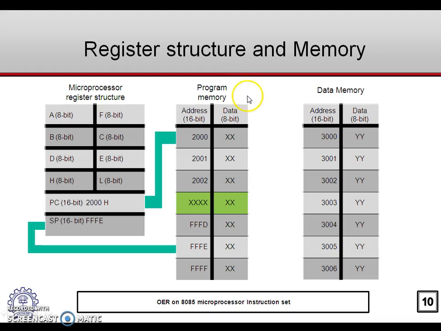Now here it is program memory, and here it is data memory. In a program we require instructions as well as data. Now the 8085 has a 16-bit address bus, so the total address space is 0000 to FFFF hex. There is no separation of program memory and data memory. All are residing in the same space, that means 0000 hex to FFFF hex. This total address range is used for program memory and data memory.